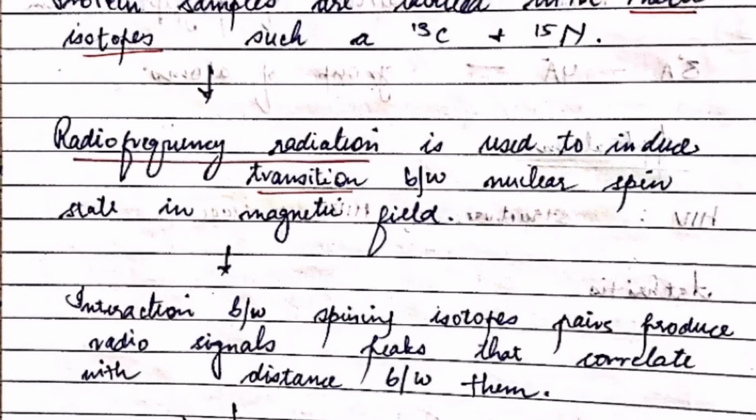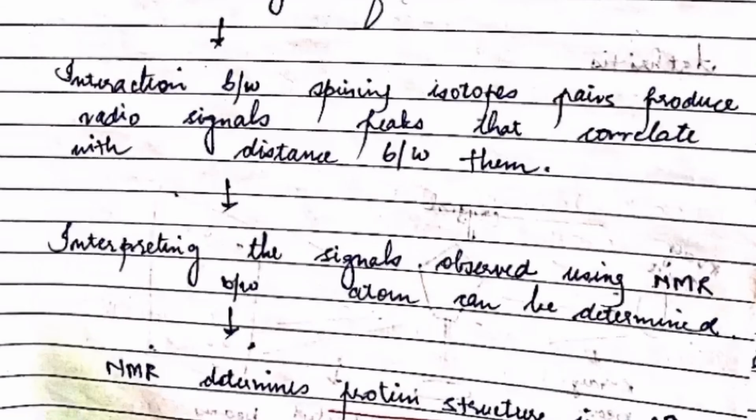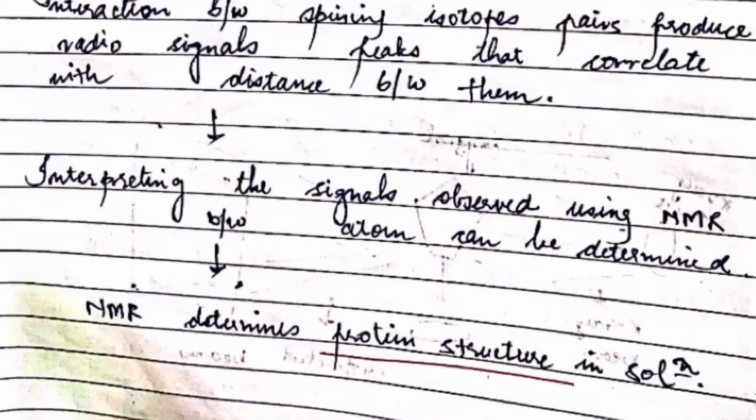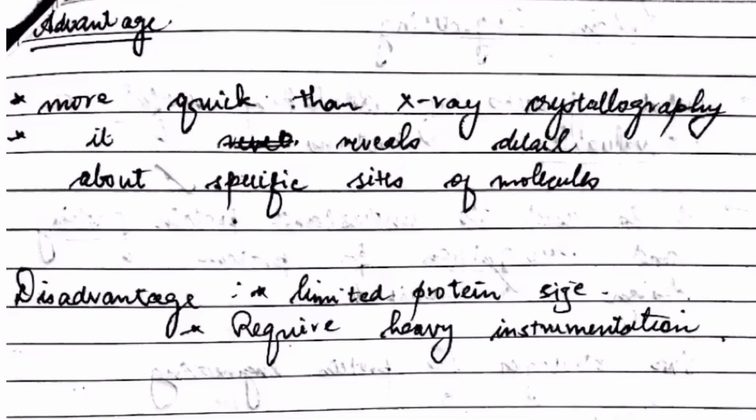The second step is NMR spectroscopy, in which the protein samples are labeled with radioactive isotopes. Then radio frequency radiation is used to induce transition between nuclear spin states in a magnetic field. Then there is an interaction between spinning isotope pairs that produces radio signals, with peaks that correlate with the distance between them, and then data interpretation. The NMR then determines the protein structure in solution.